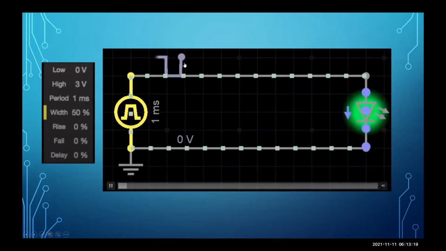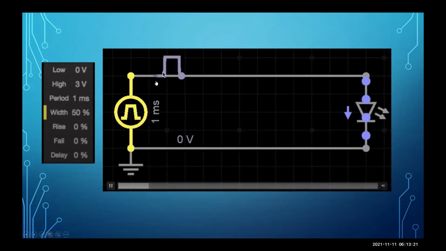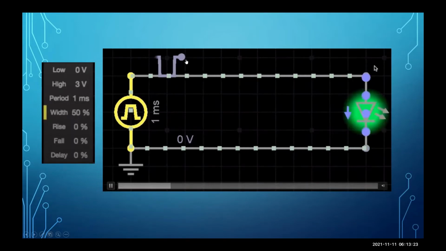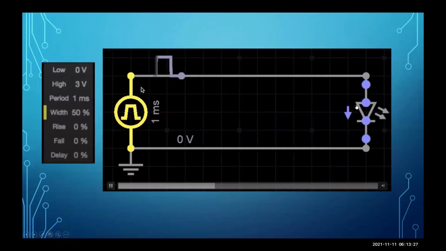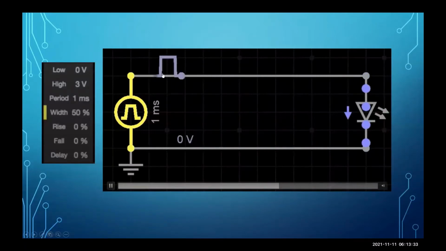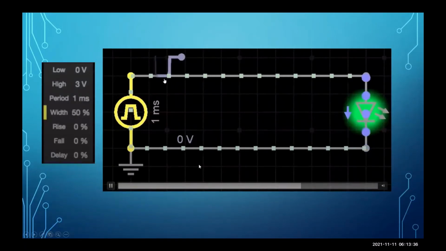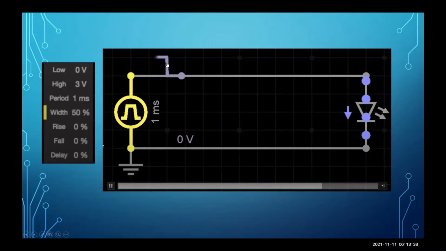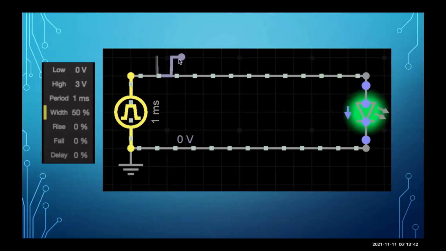So what we are looking at here in terms of the signals, as you can see, when the signal goes up, the LED comes on. That's producing 3.3 voltage, and then when it comes down, the LED turns off. So in 1 millisecond, we have 0.5 millisecond on, and then 0.5 millisecond the LED is turned off.